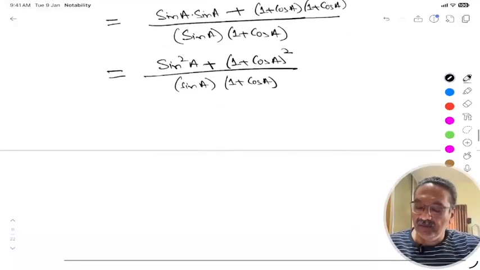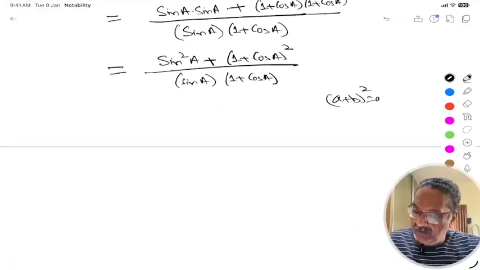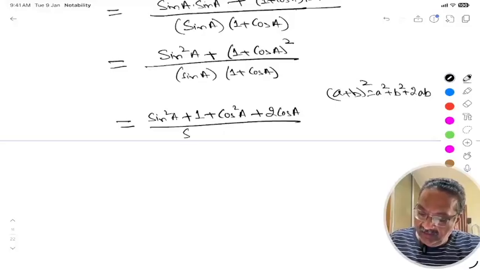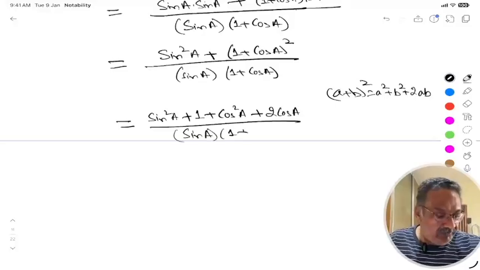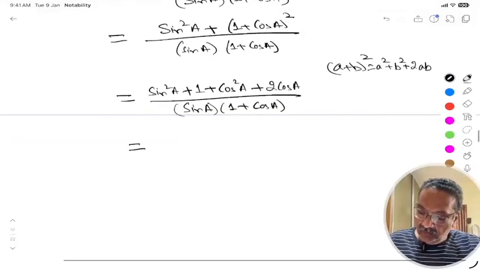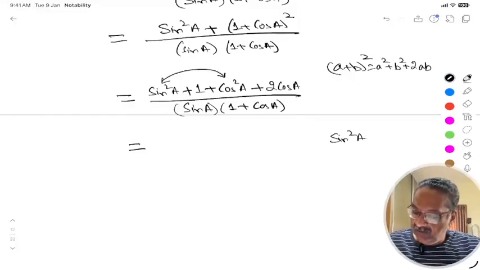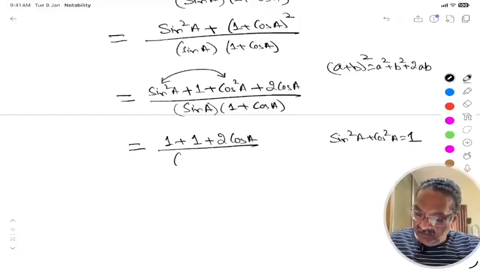So A plus B whole square is what? We know A plus B whole square is equal to A square plus B square plus 2AB. We will expand this. So this becomes sin square A plus 1 plus cos square A plus 2 cos A divided by sin A into 1 plus cos A. So what can you see here? We have sin square A and cos square A. We know sin square A plus cos square A is equal to 1. So this becomes 1 plus this 1 as it is plus 2 cos A divided by sin A into 1 plus cos A.